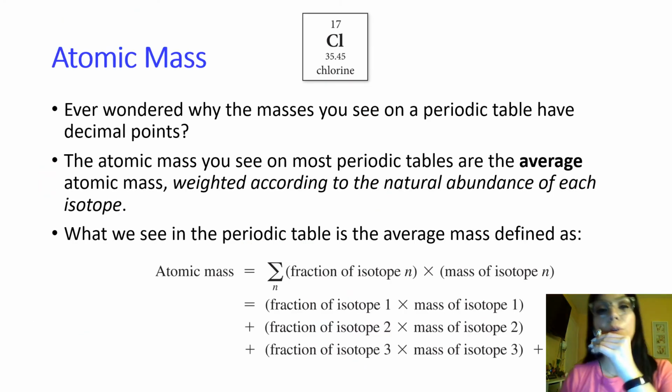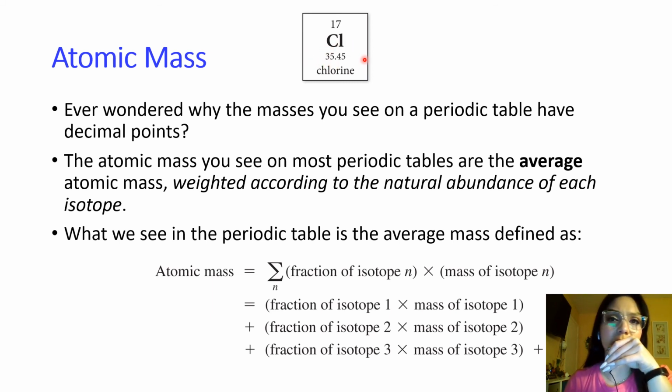So now that you know that the mass number of an element is equal to the protons and neutrons, would you sit here and wonder, why does this have a decimal point? Like, there's no half of a neutron or half of a proton, so how can it have 0.45? And that is because the atomic mass that you see on the periodic table is usually the average atomic mass, which is weighted according to the natural abundance of each isotope. And essentially how they calculate it is through this equation, which we are going to practice on the next slide.